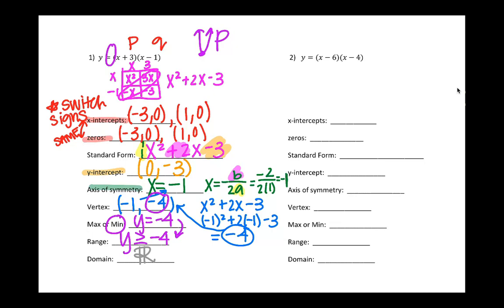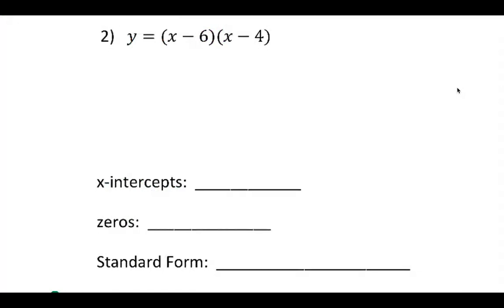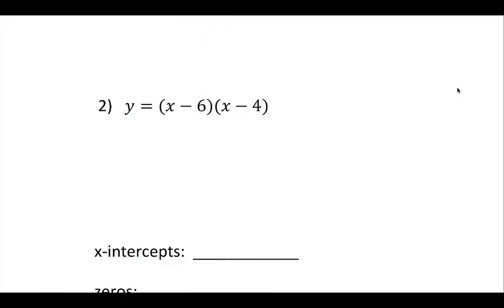Let's try another one. Get kind of used to this. Okay, number 2. First off is X-intercepts. So I'm looking at the P and the Q. Again, I have to switch signs.